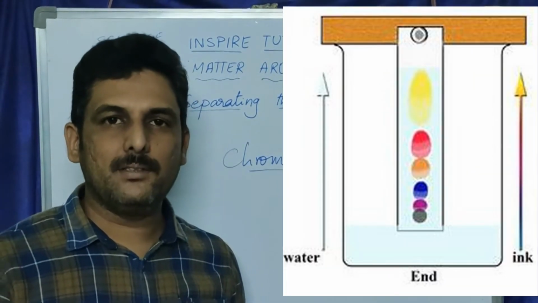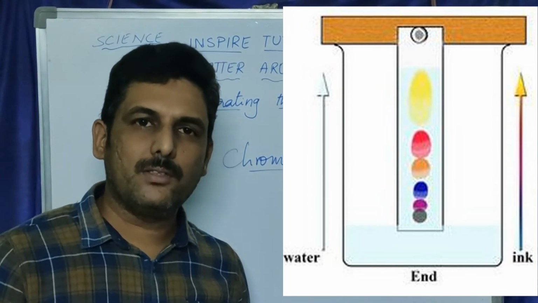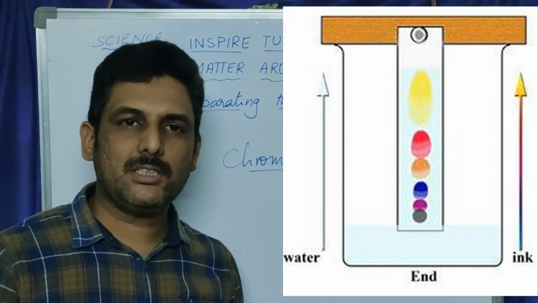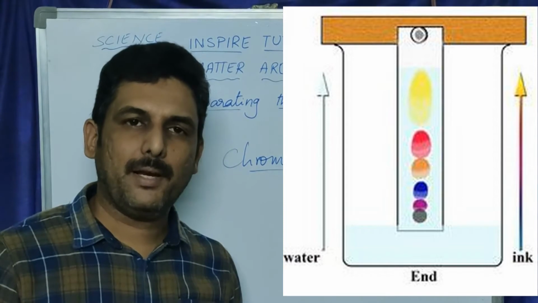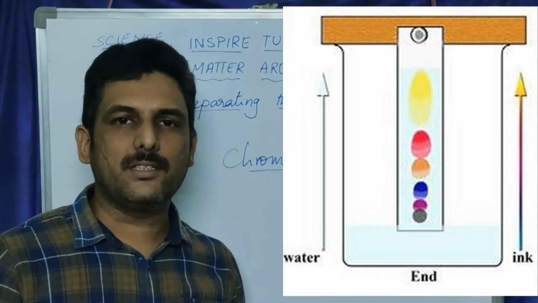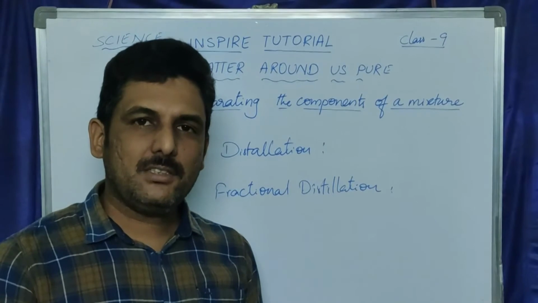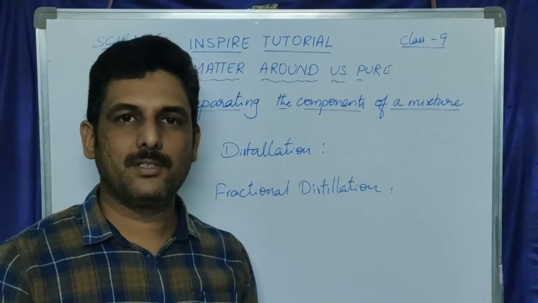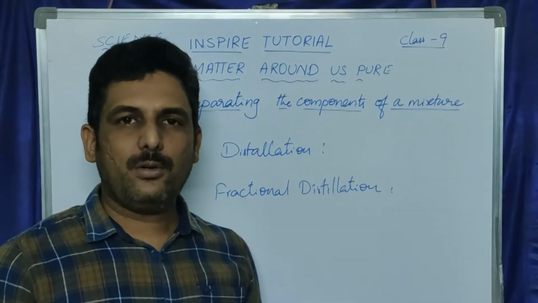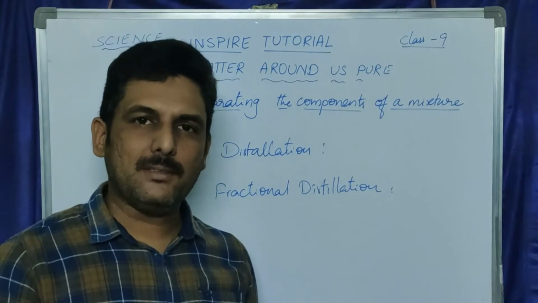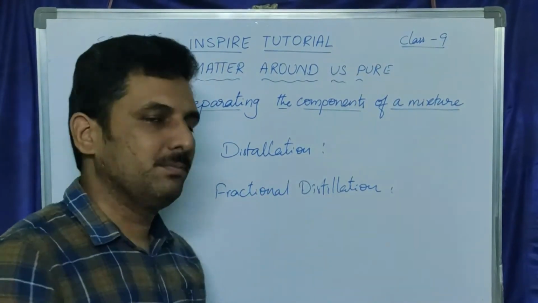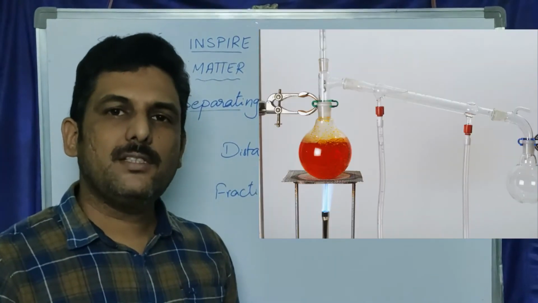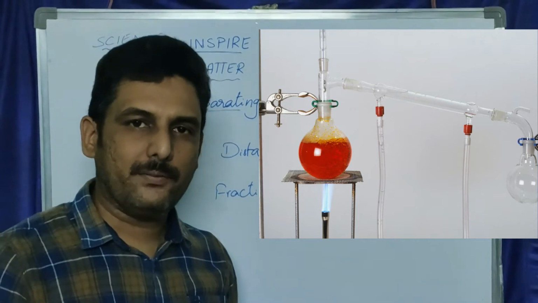Chromatography is another method for the extraction of dyes from the ink, and it is also used to extract color pigments from plants and to extract drugs from the blood. Distillation is the method which is used to separate two miscible liquids, like the mixture of alcohol and water can be separated using distillation. This process is based on the difference in the boiling points of those two liquids.